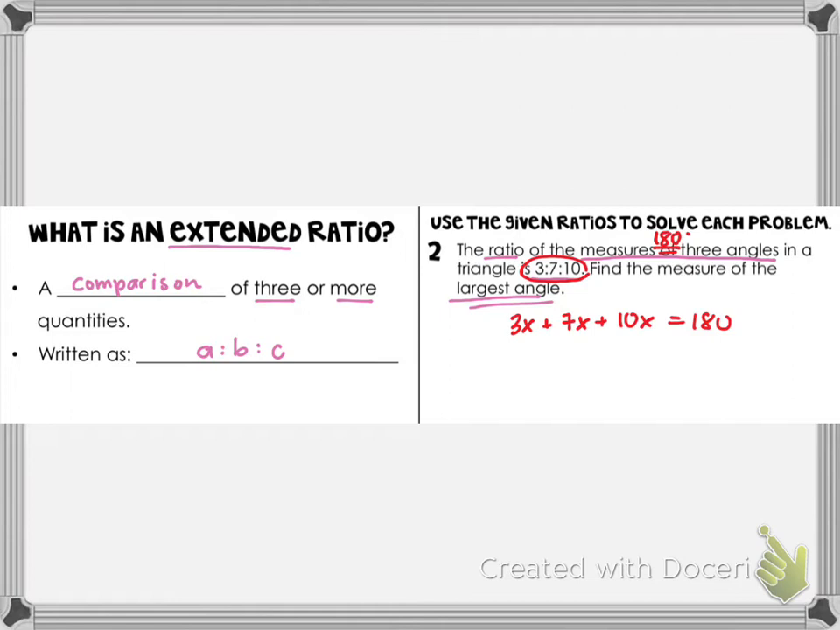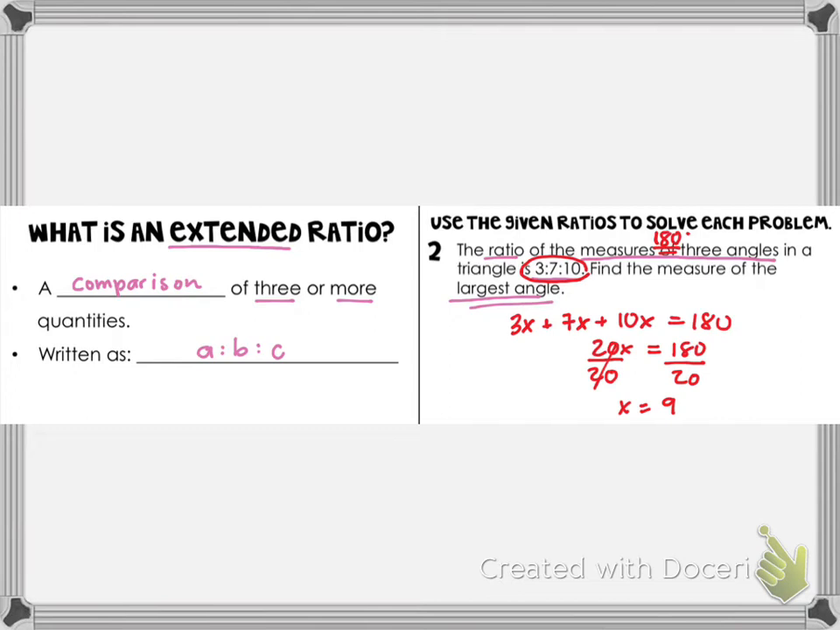So I know that 3x plus 7x plus 10x, when I combine like terms, gives me 20x equals 180. And then we can go ahead and divide both sides by 20 to get x by itself. After this, the 20s cancel, and we get x equals 9. 180 divided by 20 is 9.